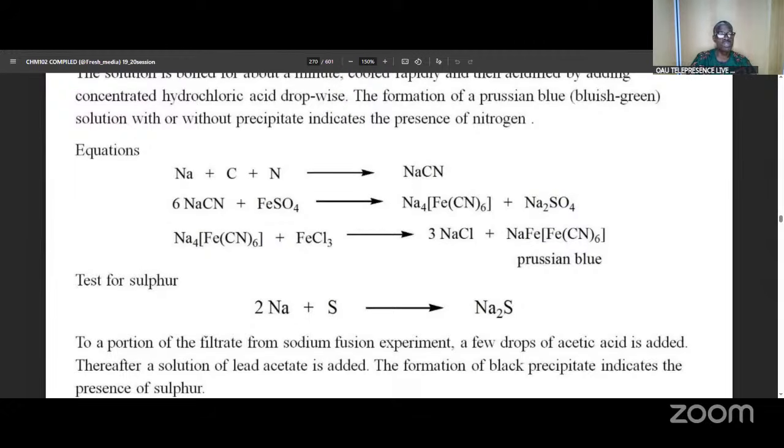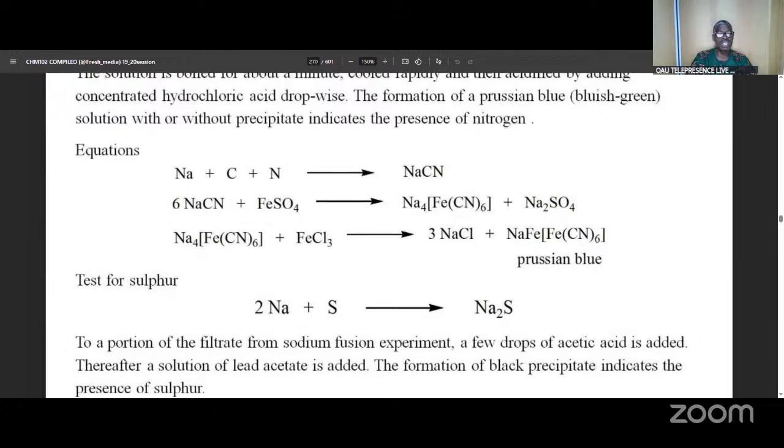And the equation for those reactions is simply as we have here. Like I told us the first time, the first equation was sodium plus carbon plus nitrogen. That is, all the carbon and nitrogen in your organic compound was converted to sodium cyanide. Now the sodium cyanide reacts with the iron(II) sulfate that you added to give you sodium ferrocyanide, plus sodium sulfate.